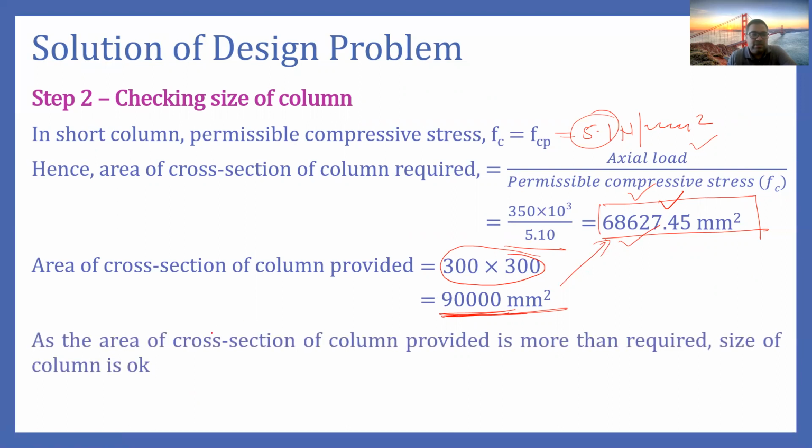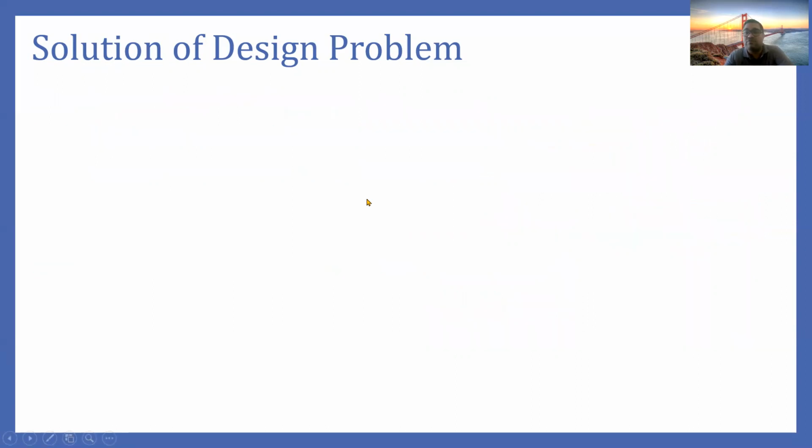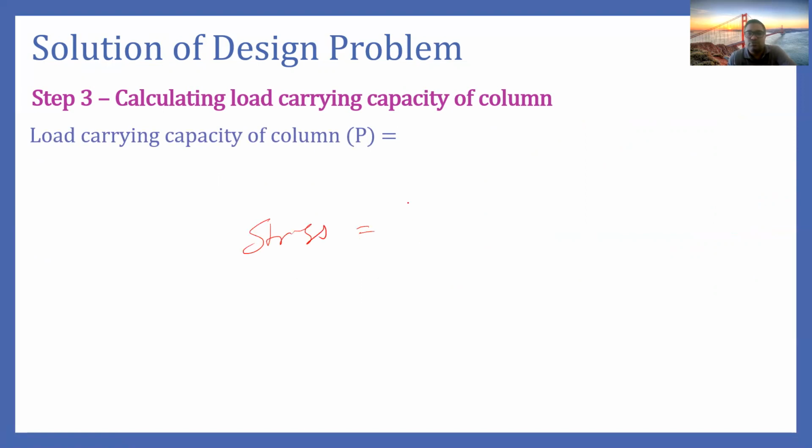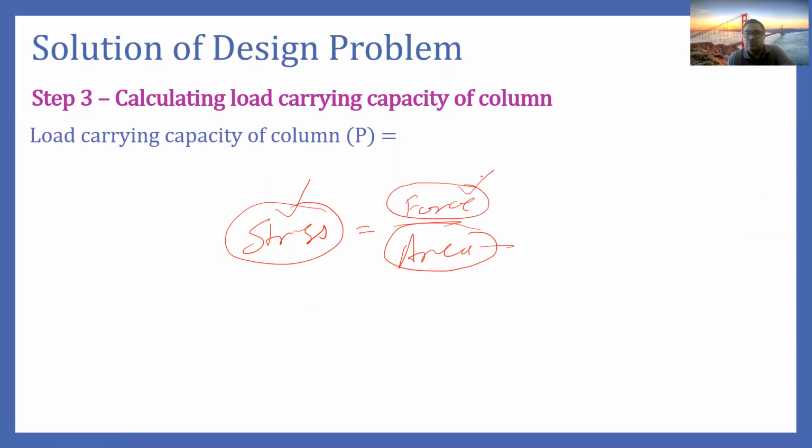So we can say that as the area of cross section of column provided is more than required, the size of the column is okay. Now in the next step, we will find out the load carrying capacity of the column for the provided size. Again using the stress formula, we know that stress is equal to force upon area. This time we have stress as permissible stress, area as area provided, which is 90,000, and we are required to find out force.